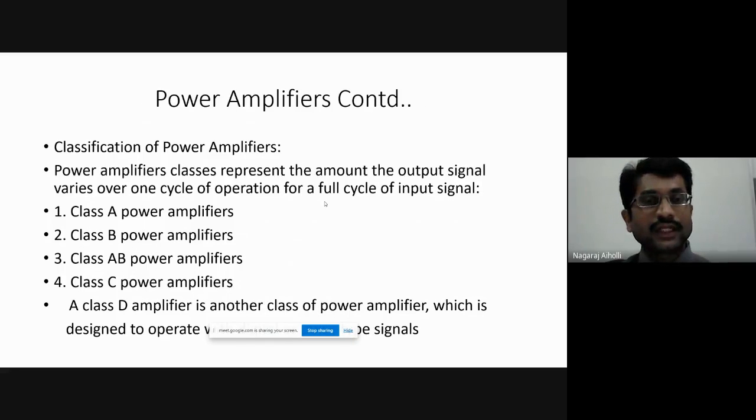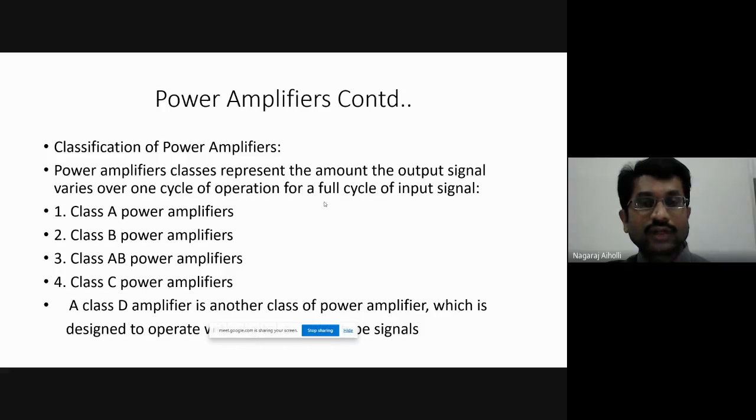Next comes the classification of power amplifiers. How to classify the power amplifiers? Power amplifier classes are meant to represent for what portion of the applied input signal we are getting the output signal. Based on how much portion of the output signal we are getting at the output for the applied input signal cycle, that is used to classify the power amplifiers.